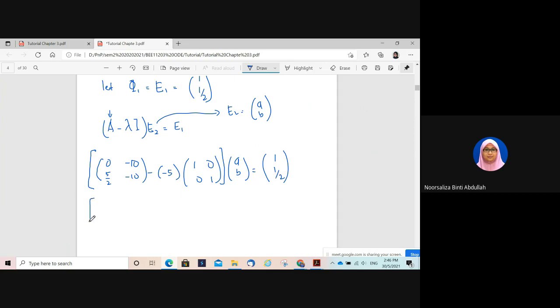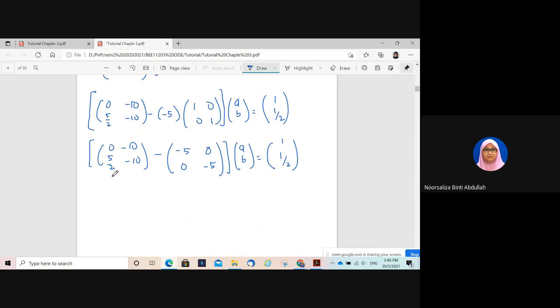So here we have 0, minus 10, 5 over 2, minus 10. This one, minus, this one times this one is minus 5, 0, 0, minus 5, times a and b, and equals to 1 over 2.